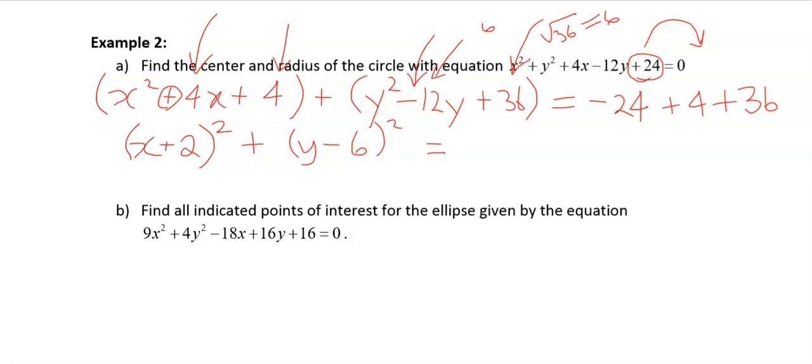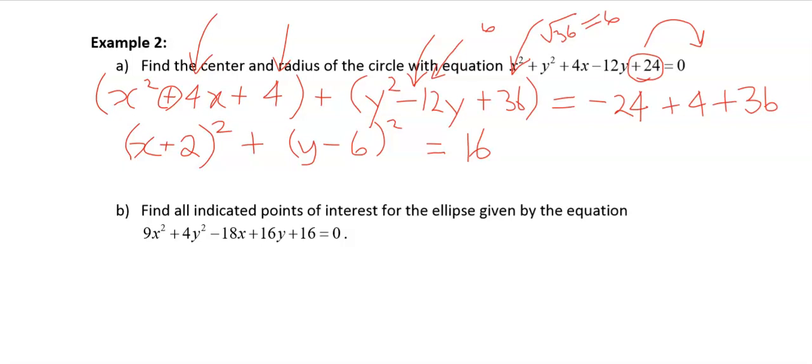Now look at what we have on the right side. You've got a bunch of numbers to add up. You have negative 24 plus 4 plus 36. And if my old brain serves me correctly, that should be 16. And now look at what you've done. Look at that equation. Now it looks like a circle. Now it looks like the forms that you've been using over the past few videos.